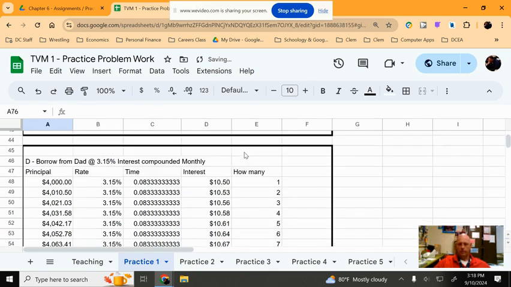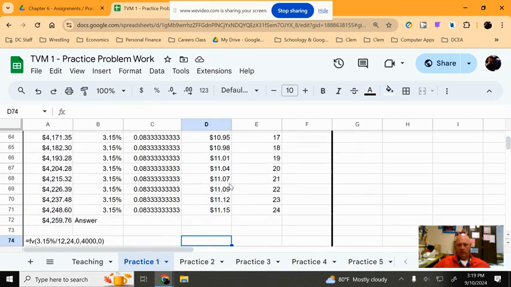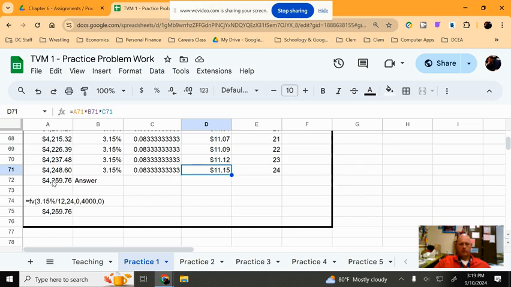Well, here's the long version. 10.50, then 10.53, and it's growing by about 2 to 3 cents per period until it gets all the way up to about $11 in interest. My answer, I get back a total of $4,259.76. I write my future value formula, same thing, 3.15 divided by 12, because I'm doing this monthly, comma, how many times did I do it? I did this math a total of 24 times. Payment 0, negative 4,000, and 0.